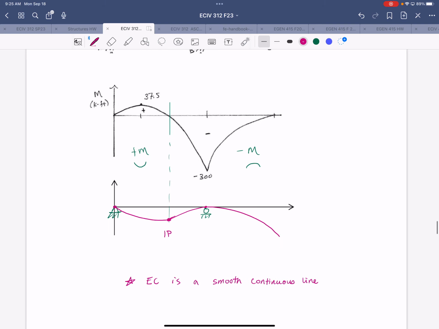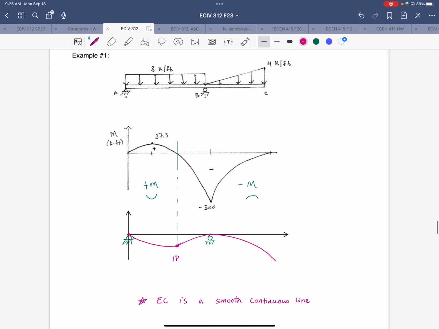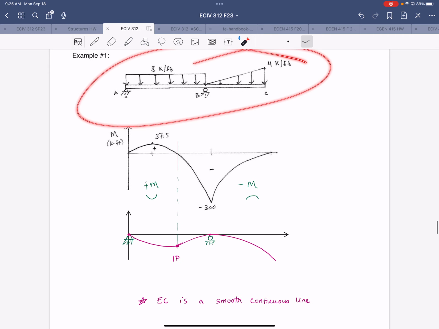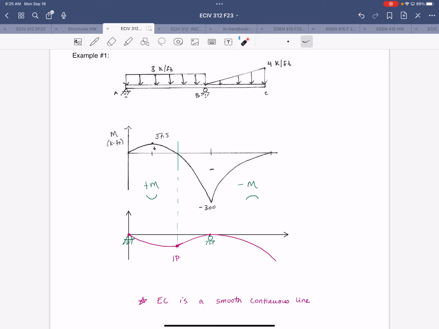And by the way, if you want some practice on drawing shear and moment diagrams, this same beam I believe, and the next one as well, are on D2L as practice problems for drawing shear and moment diagrams. So feel free to check that out if you want. All right, questions so far? Okay.